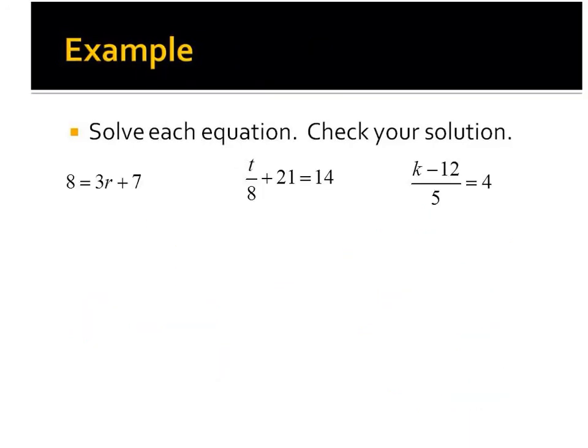Okay, we're going to look at 3 more examples. These first two are very similar. In fact, what I want you to do now is pause the video and work through the first 2 examples. Leave the k minus 12 all divided by 5 for us to do together. So go ahead and pause the video.